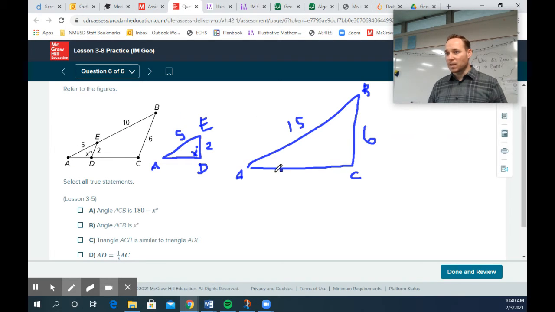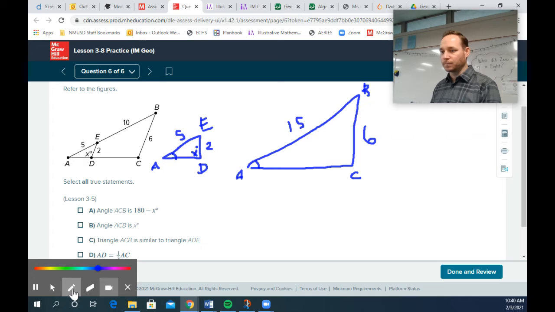And we know that this angle A is congruent to this angle A because they're the same angle. If we can prove these two triangles are similar, then we know that this will also be x degrees. But we don't know that yet. So let's check and see what we do know. Let's just go down the list here.